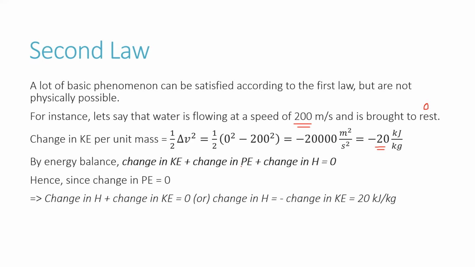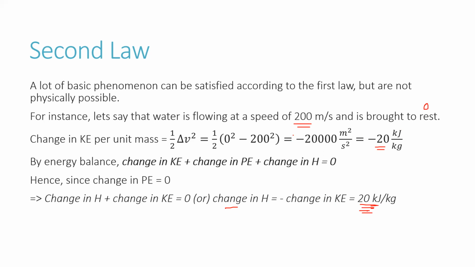And by energy balance, we know that change in kinetic energy, potential energy, and enthalpy is going to be equal to 0 because there is no heat added or extracted and there is no work added or extracted. So altogether, this change is going to be 0, right? Hence, since we've taken change in potential energy as 0, we have not taken any height difference. Therefore, we finally get enthalpy change plus kinetic energy change is equal to 0, which gives us the change in enthalpy as 20 kilojoules per kg.